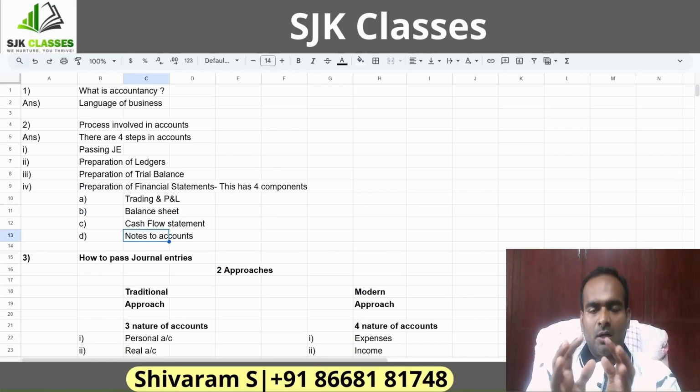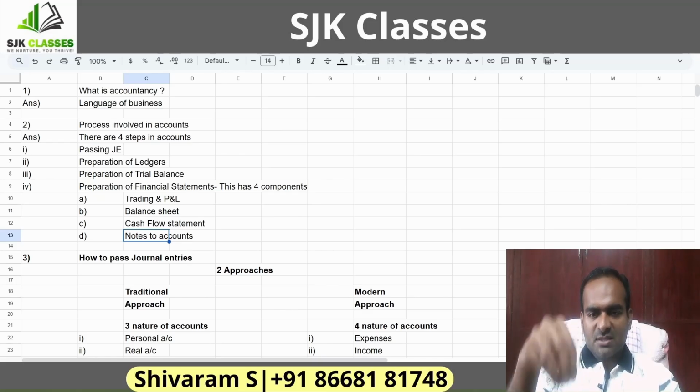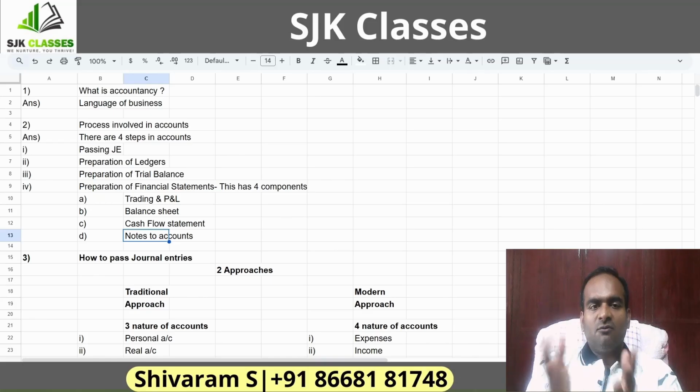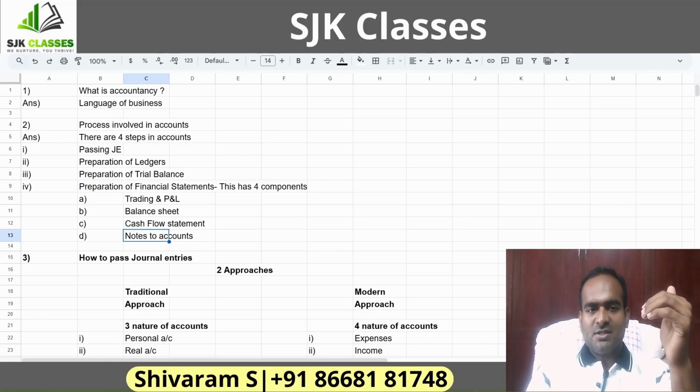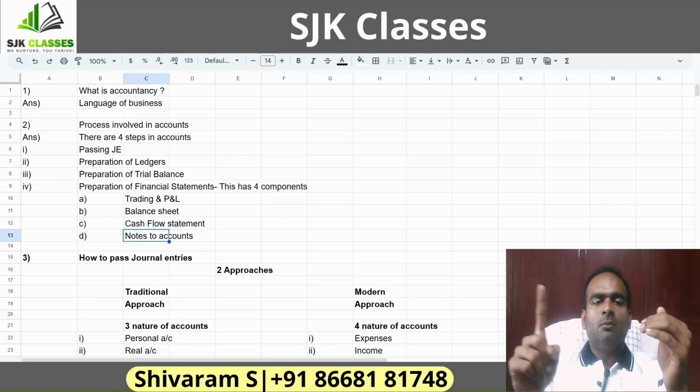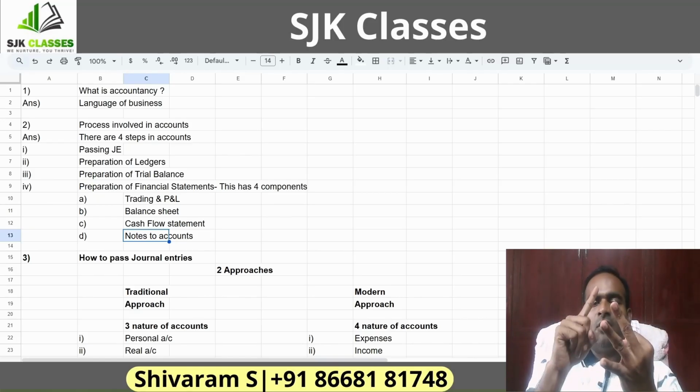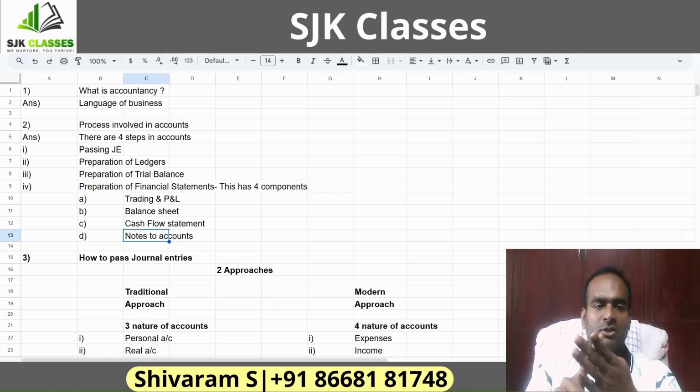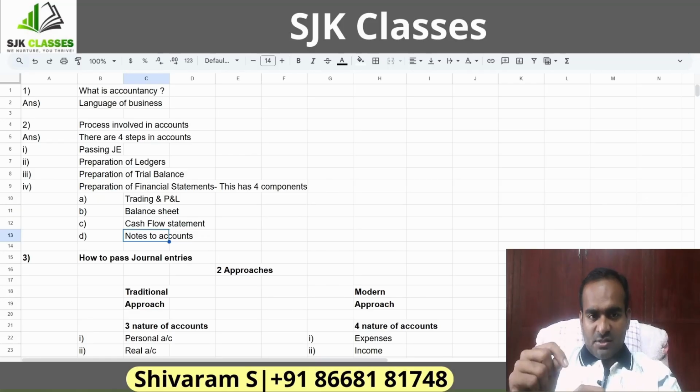So a quick recall: accountancy is a communication tool. It's a language of business. We are going to communicate the business transactions to the users. The process involved is you have to start with journal, which is just like our ABCD of English. That's the first step. Once journal entry is over, we'll move to ledgers, followed by trial balance, and finally the fourth step, preparation of financial statements. In financial statements, we have 4 components: trading P&L, balance sheet, cash flow, notes to accounts.